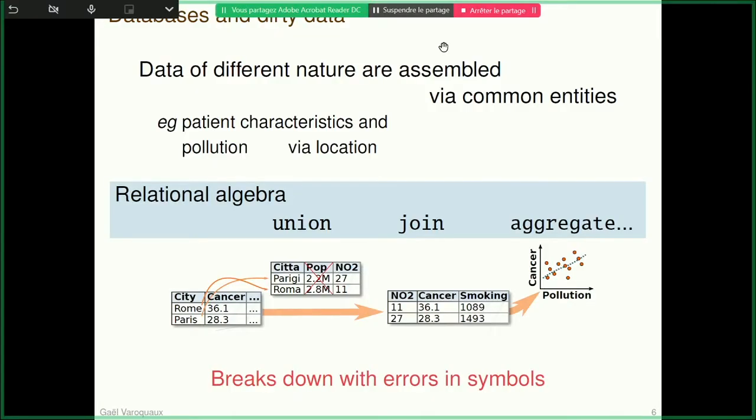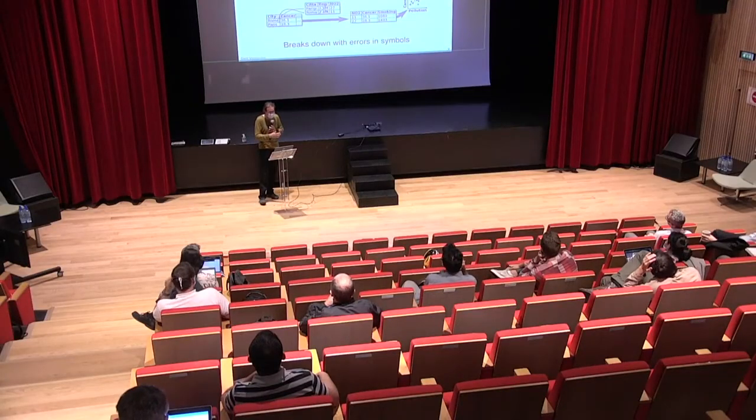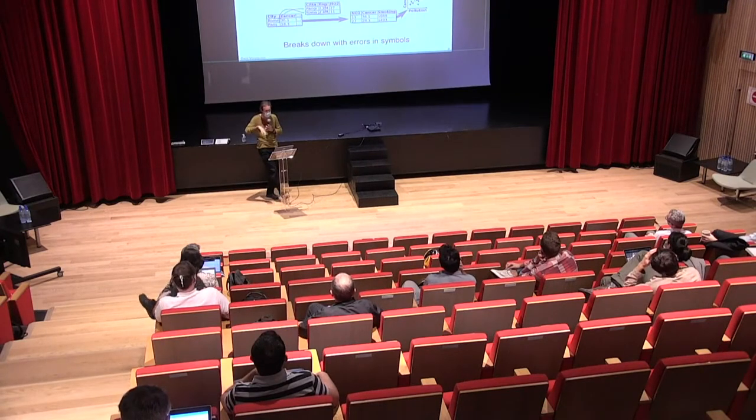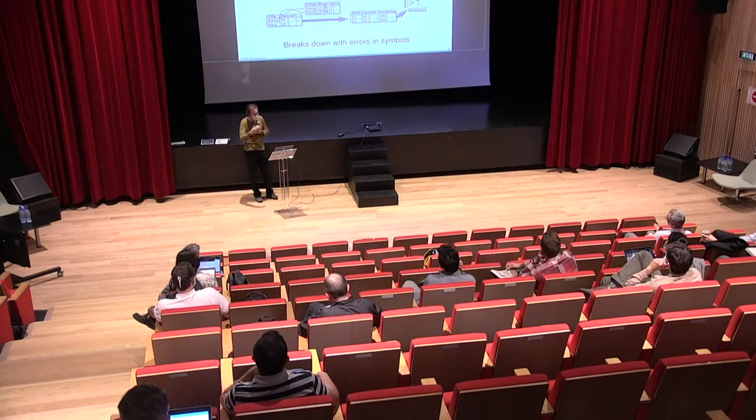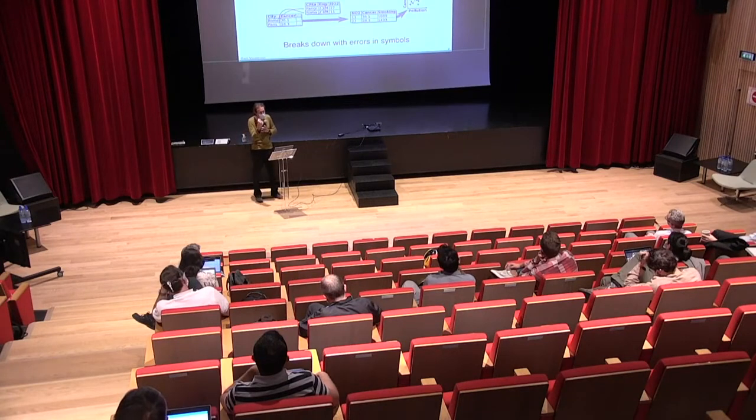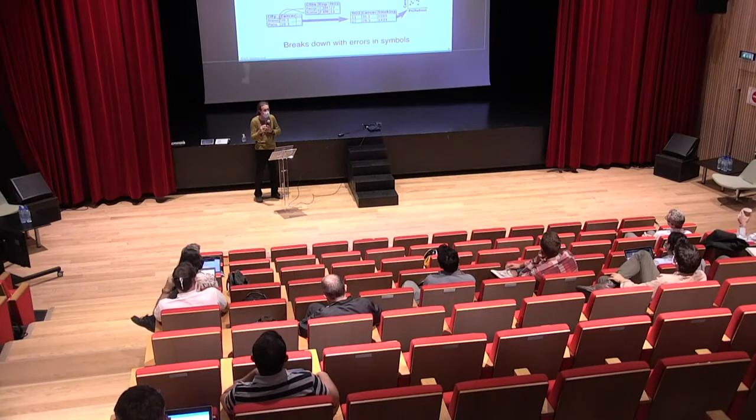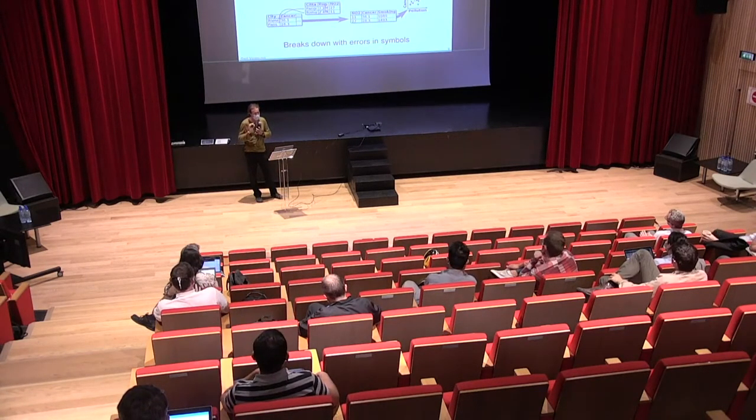So the point of view I gave you right before was the point of view of statistical learning. Now, if we take the point of view of databases, which is an interesting and complementary point of view, databases have tackled the problem of data assembly for a long time. The way this literature works is that data of different nature will be assembled by using common entities across data of different nature. So for instance, I want to assemble patient characteristics and population because I want to do an epidemiological study of health with regard to pollution.